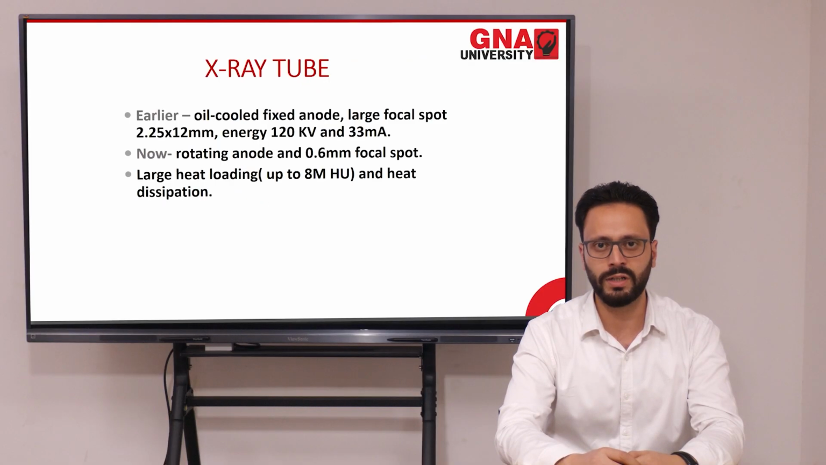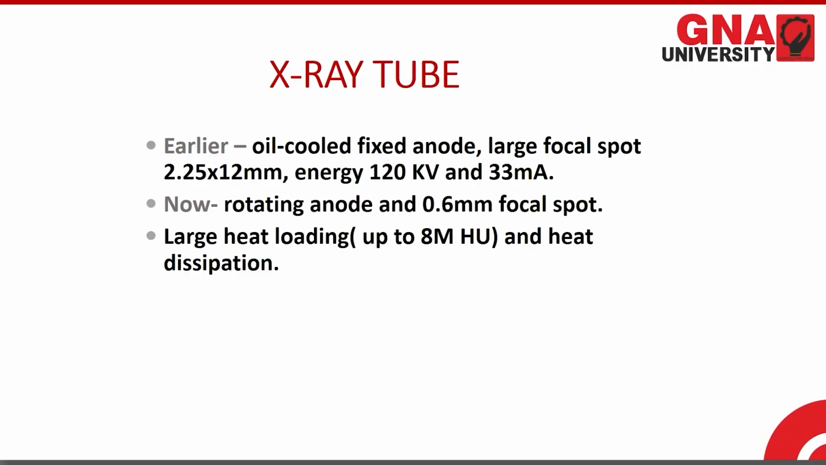The next important component of the CT imaging system is known as the X-ray tube. Earlier, in the older models, we were using oil-cooled fixed anode X-ray tubes, which had a large focal spot which ranged about 2.25 multiplied by 12 mm and had an energy range of 120 kVs and 33 mAs.